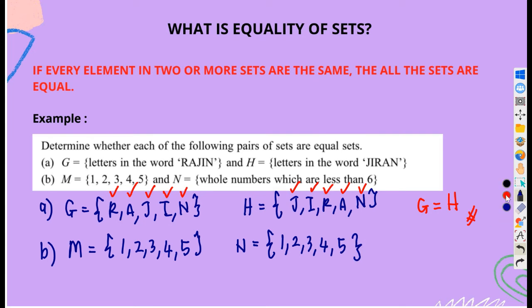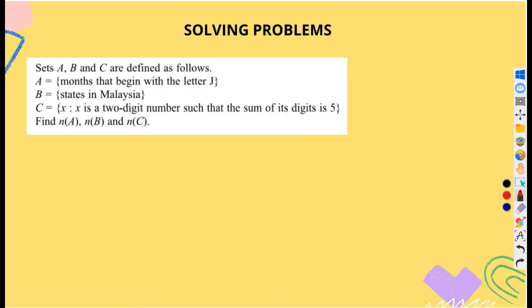Okay, so now we want to see the elements in these two sets. For 1 we have 1 also, 2 we have 2, 3 we have 3, 4 we have 4 here, and the last one is 5. So this means that sets M and N are equal. So M is equal to N. Okay, so now we are going to solve problems.